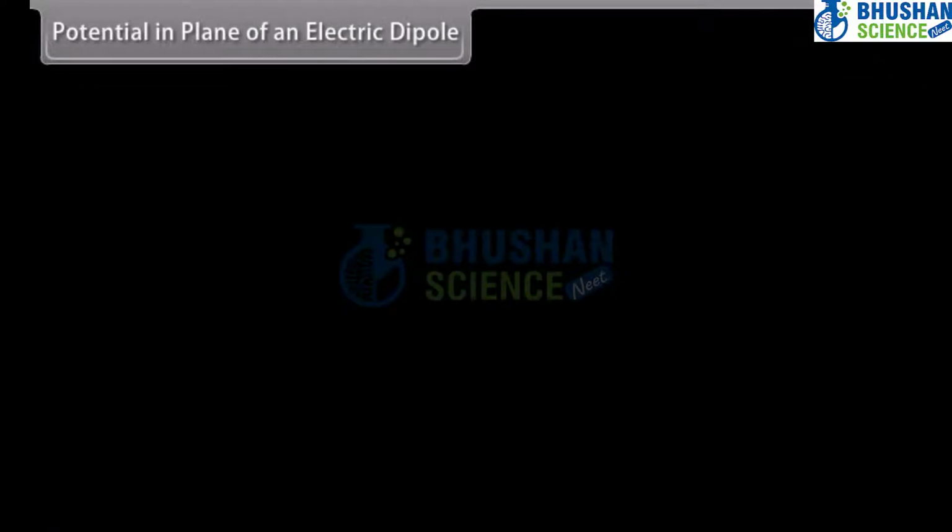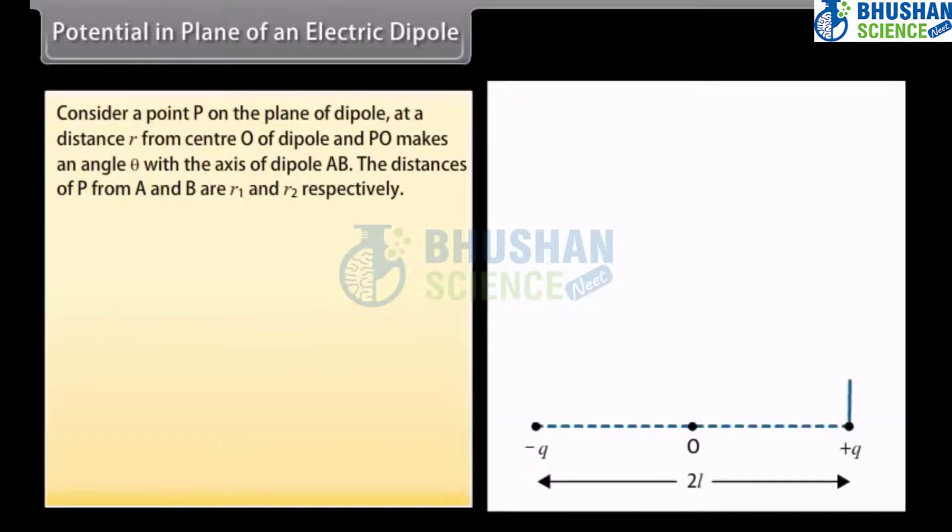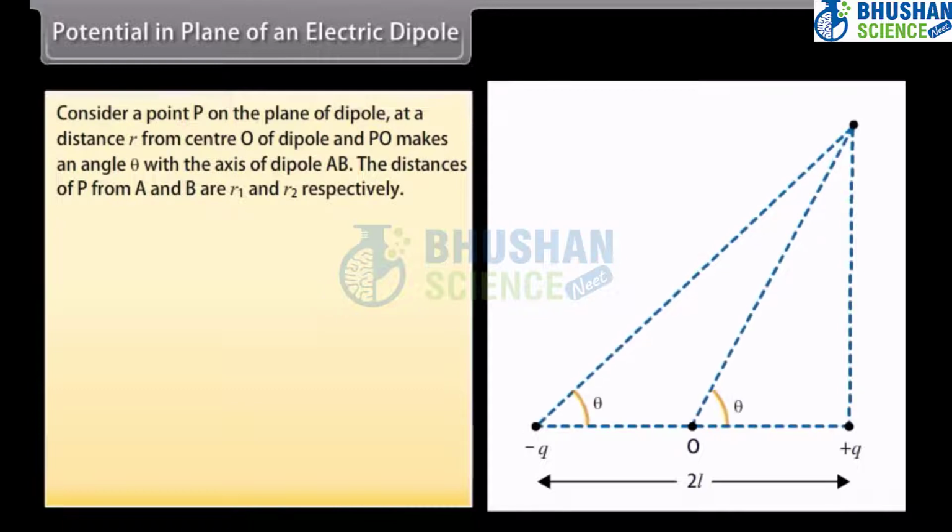Potential in the plane of an electric dipole. Consider a point P on the plane of the dipole at a distance r from the center O of the dipole, and PO makes an angle theta with the axis of the dipole AB. The distances of P from A and B are R1 and R2 respectively.